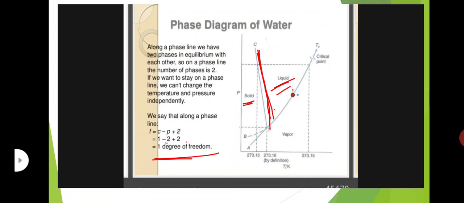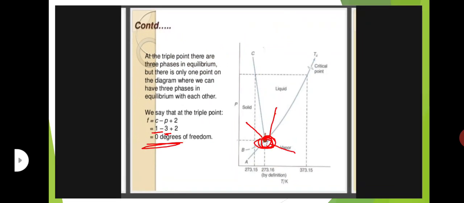We can say that along the phase line, the number of degrees of freedom equals C minus P plus 2. Here the C value is 1, the P value is 2. So 1 minus 2 plus 2. Here the number of degrees of freedom is 1 for lines.